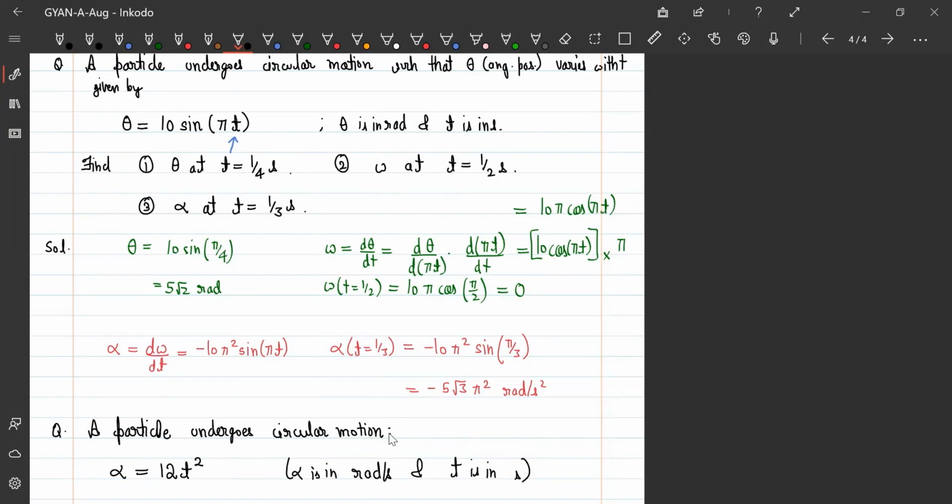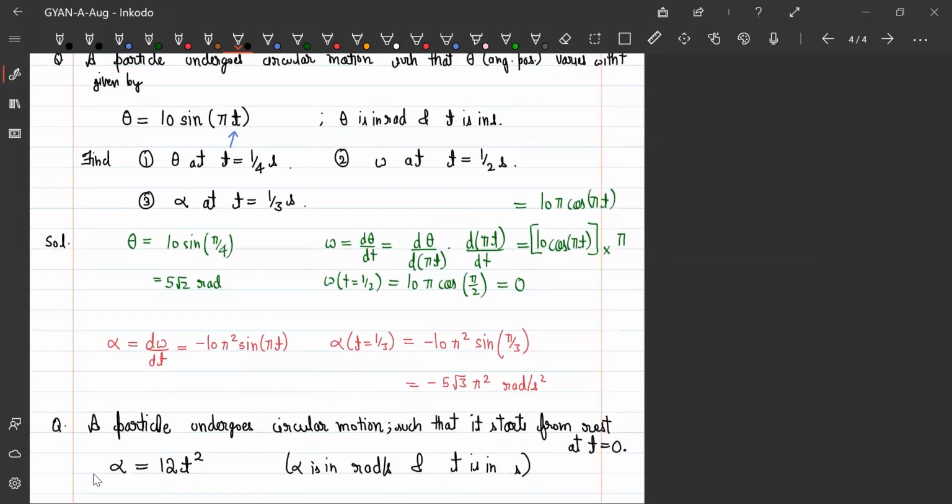A particle undergoes circular motion such that it starts from rest at t is equal to 0. And alpha is given as this thing. So you have to find, first thing, omega as function of time, and second thing, theta as function of time.